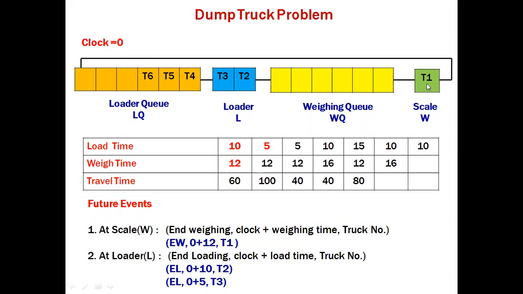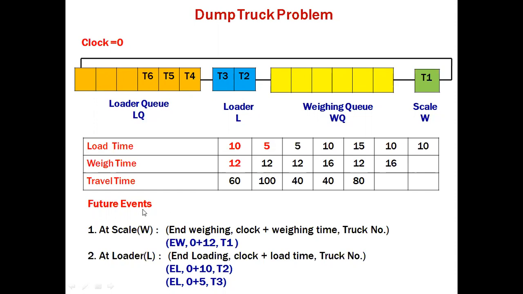So I put the truck T1 on scale W, and since they have given that on the loader there are 2 trucks, let us put T2 and T3 on the loader, and the remaining trucks T4, T5, T6 are in the loader Q. So we represent loader Q as LQ, loader as L, weighing Q as WQ, and scale as W. And these are the values given. So at clock 0, we just saw the pictorial representation.